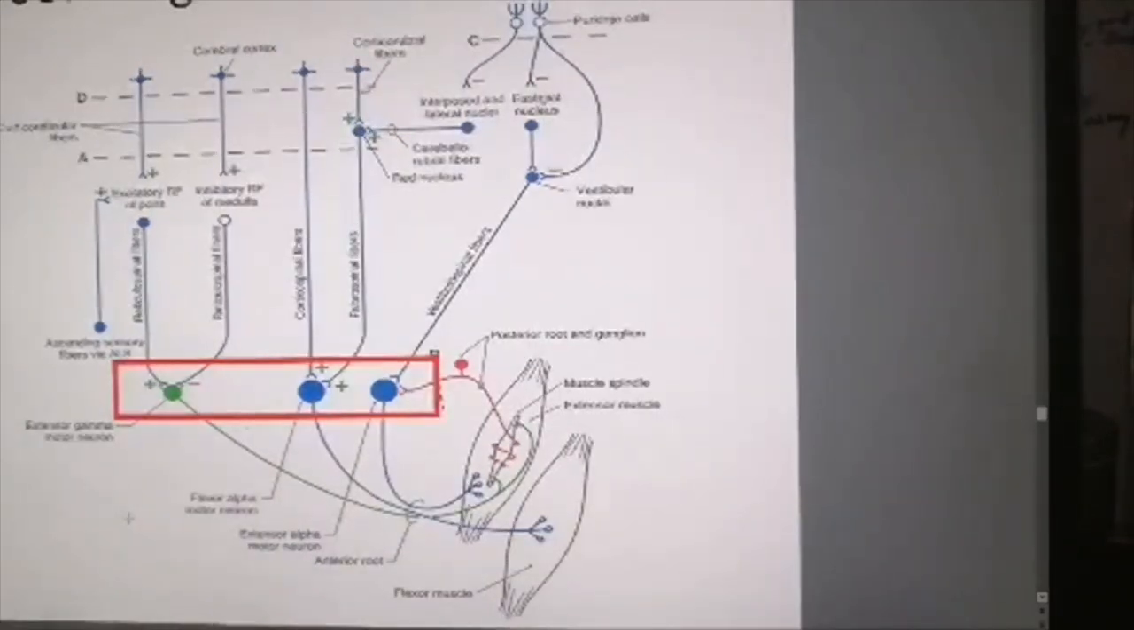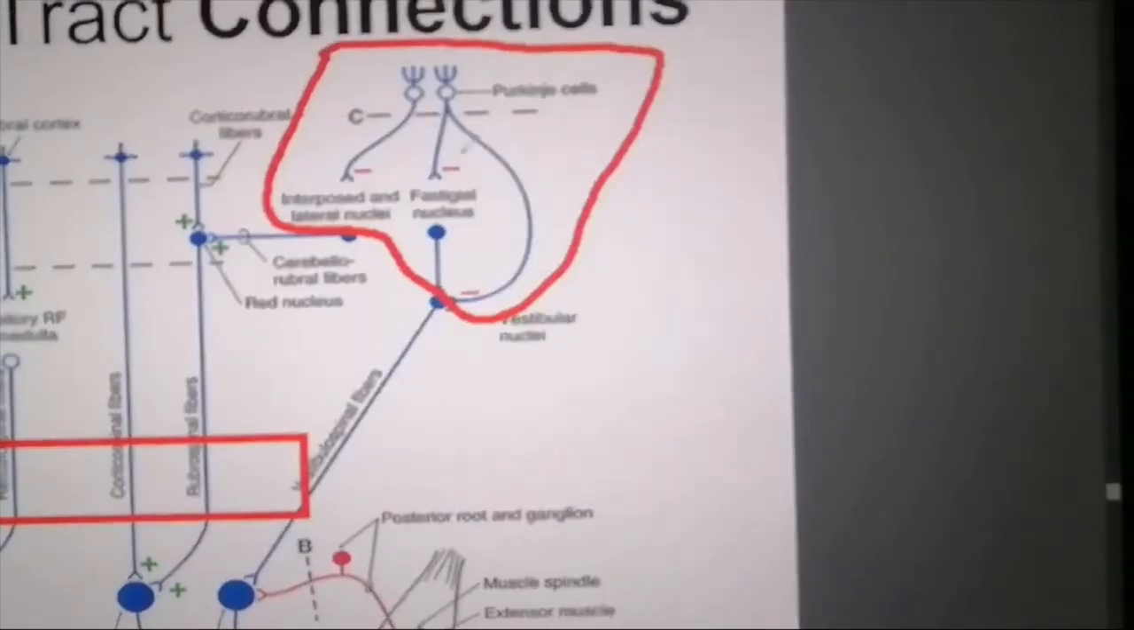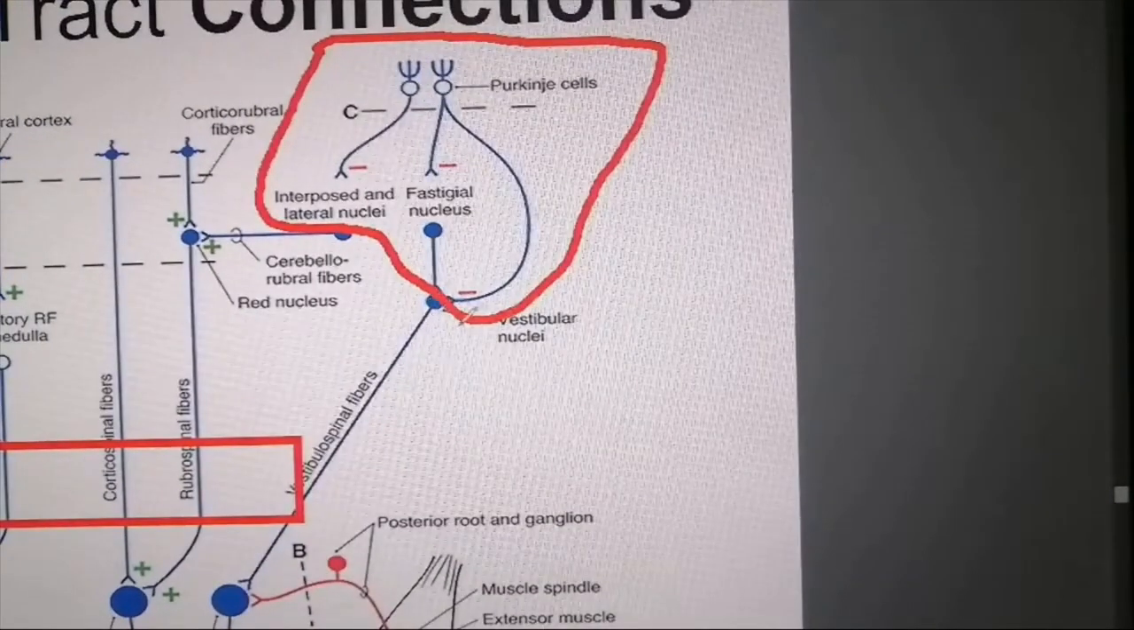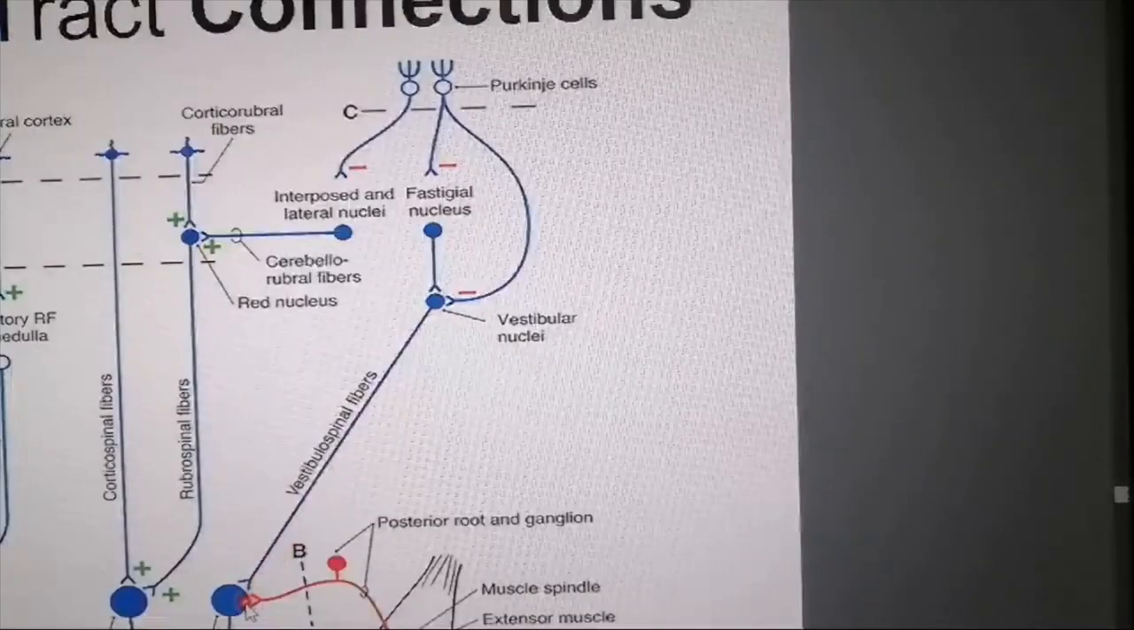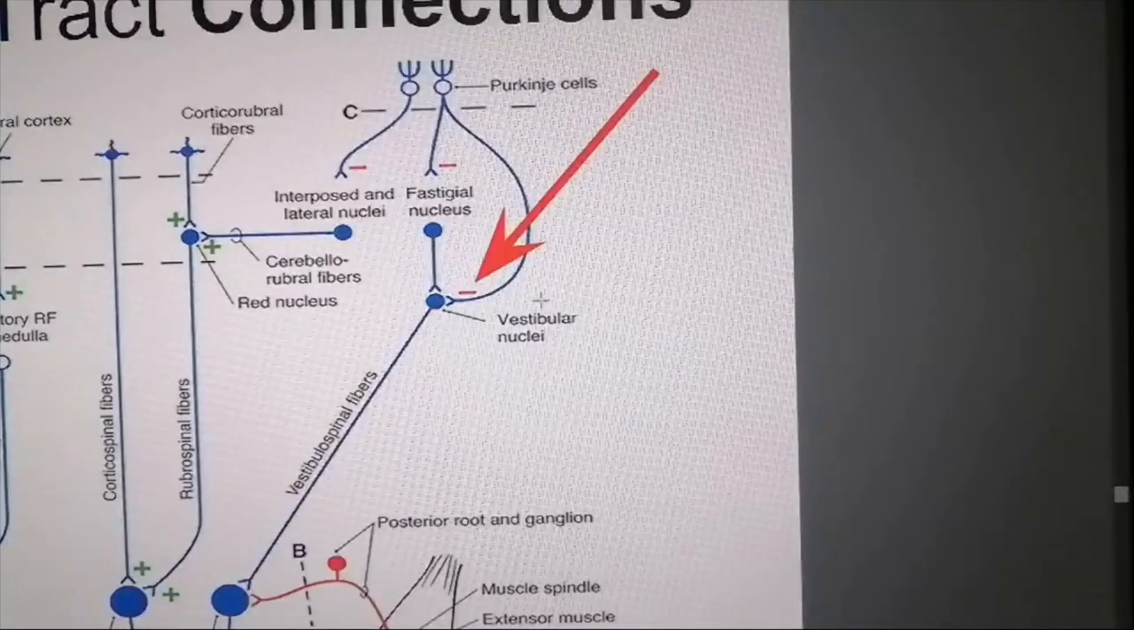Move to the final point, look at the cerebellum now. This is the cerebellum. Oh, by the way, I missed out the vestibular nuclei. It's part of this, not anatomically, but physiologically speaking, it's part of the cerebellum. I want you to focus on the vestibular nucleus. Look at the vestibulospinal fibers coming from the vestibular nuclei and terminating on the extensor alpha motor neuron. The cerebellum is inhibiting the vestibular nucleus. And there are all sorts of negatives here.